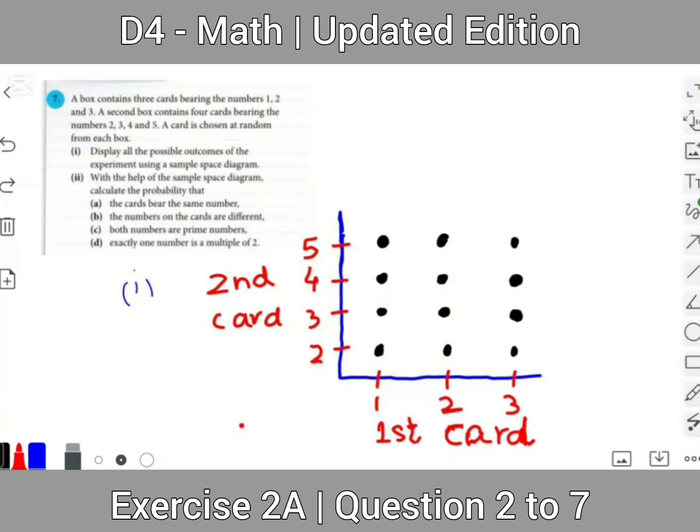So in the first part, we will draw the diagram, just draw a vertical line and a horizontal line. On the vertical line, we will put the numbers 1, 2, 3 for the first card, and on the horizontal axis we will put 2, 3, 4, and 5, and they are for the second card.